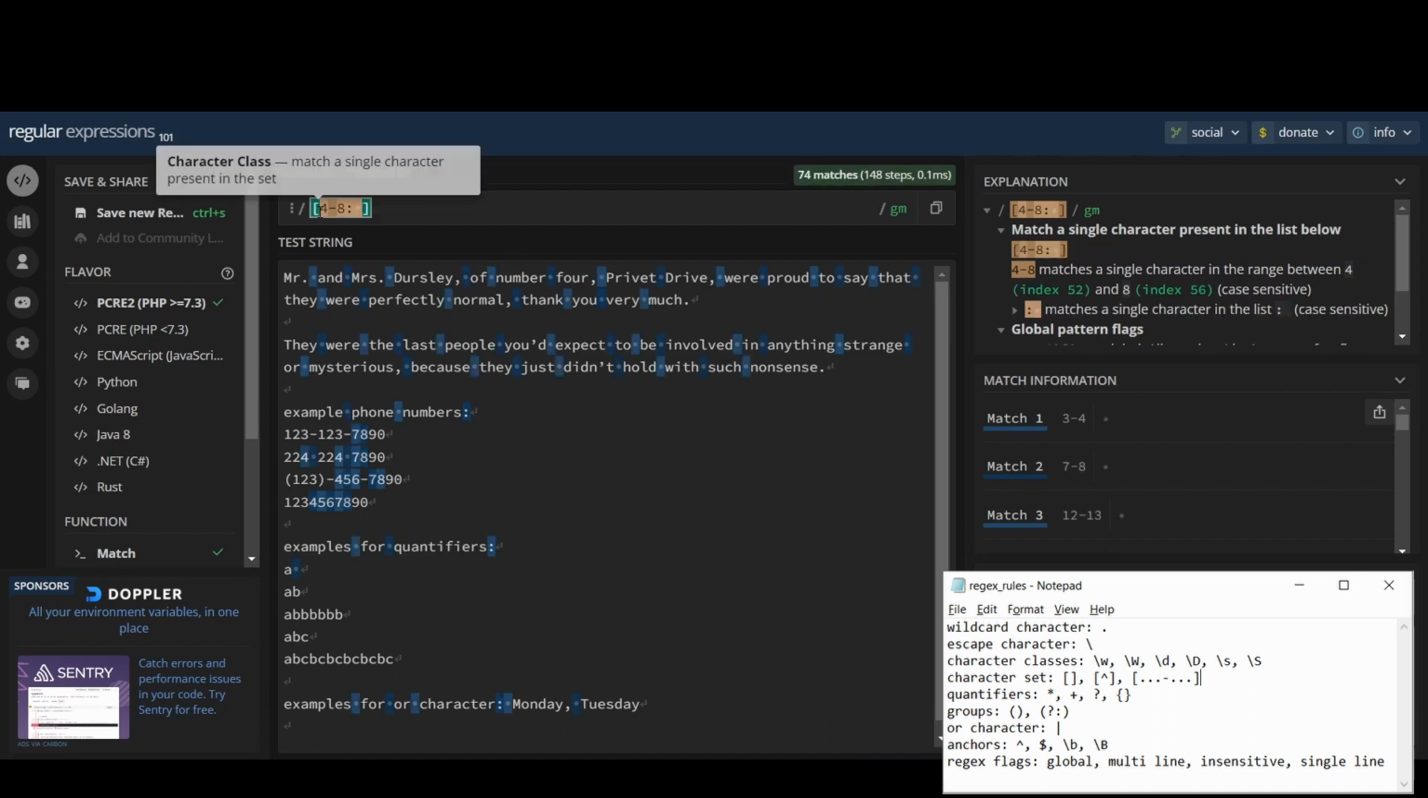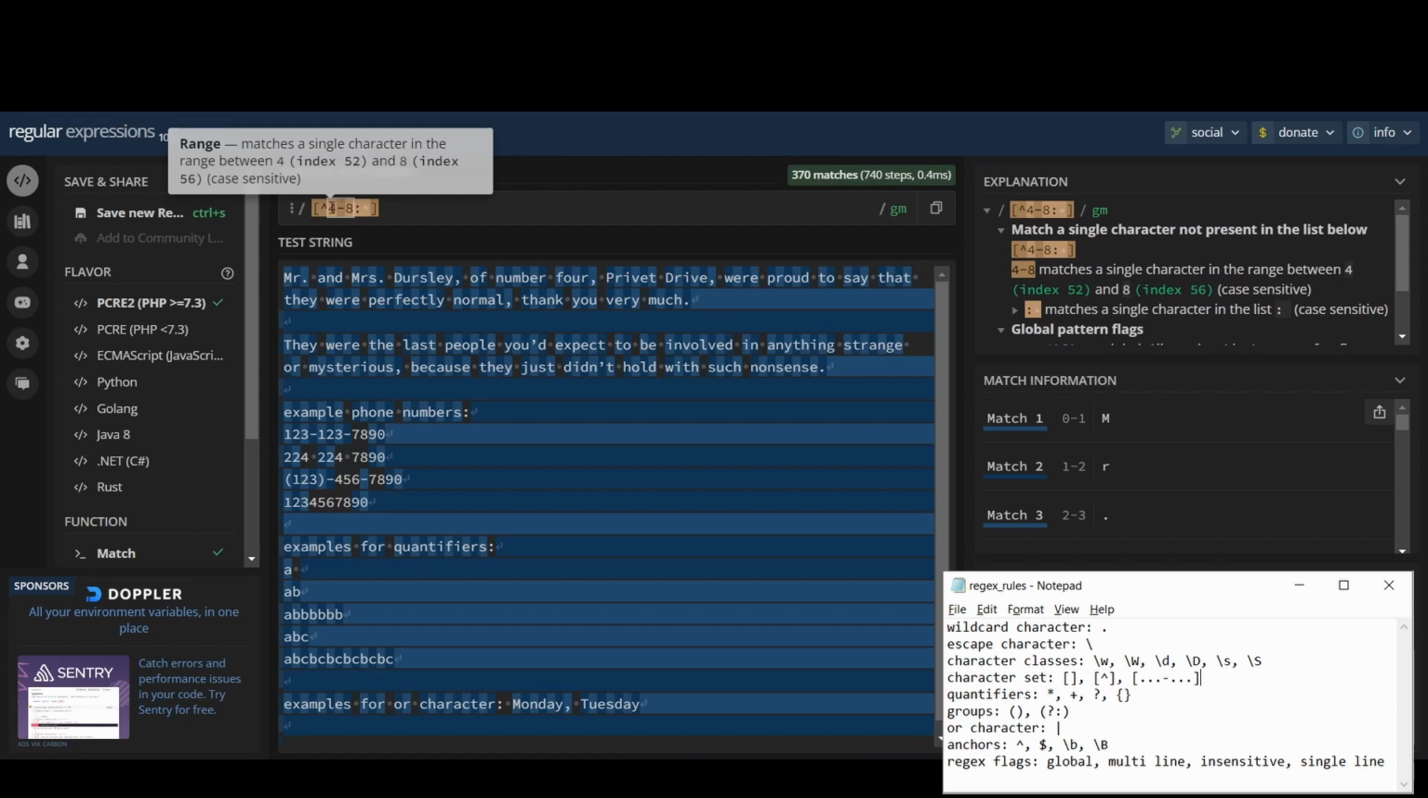Also, there's an inversion of the character set, which is adding a caret symbol at the beginning of your character set. This means that we are going to match anything that's not between 4 to 8, anything that's not colon, anything that's not white space. So as you can see, all the highlighted characters are not from digit 4 to 8 and not the colon and not the white space.